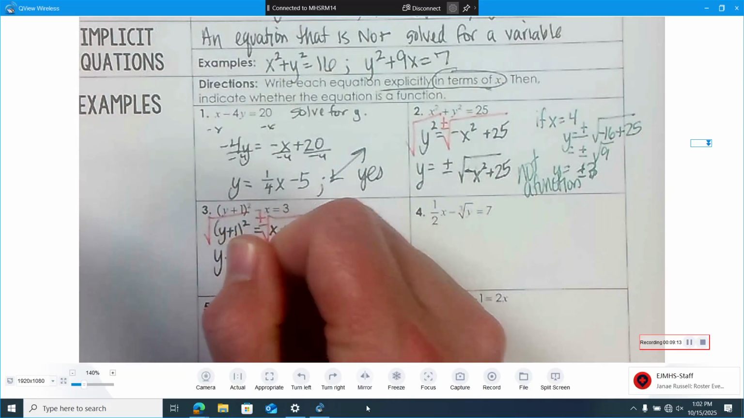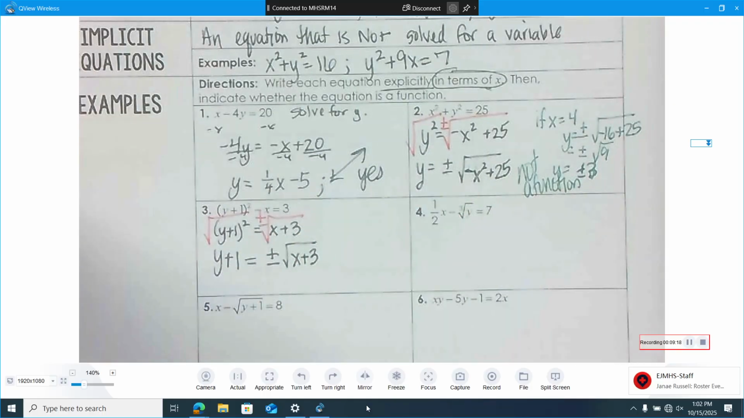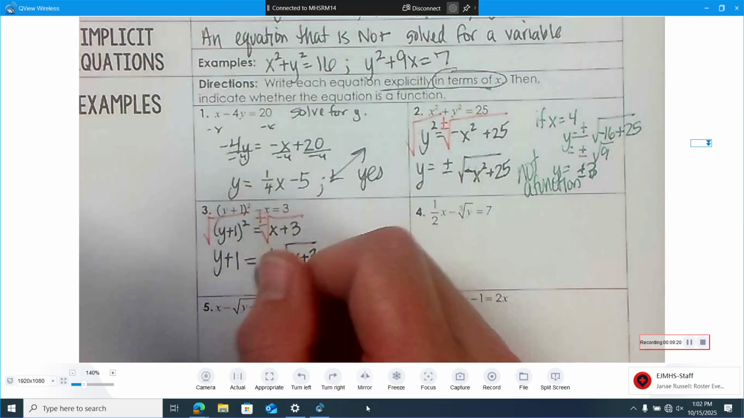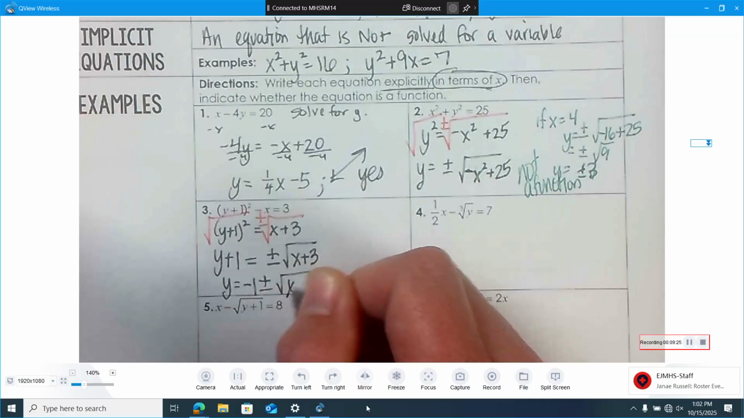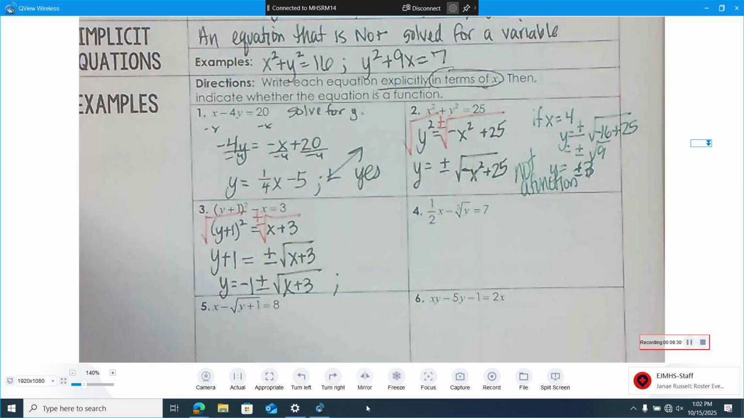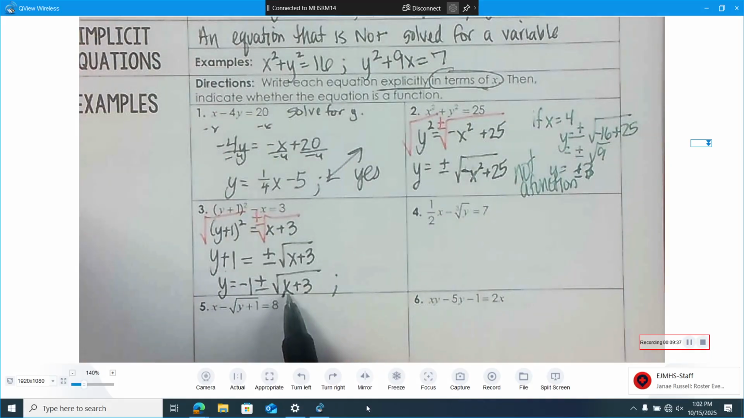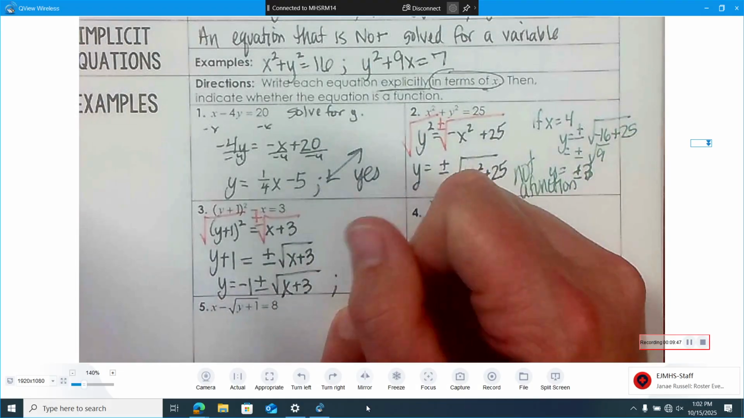So we have y plus 1 is equal to plus or minus the square root of x plus 3. And then we need to subtract the 1 to the other side. So we get y equals negative 1 plus or minus the square root of x plus 3. Again, what is that plus or minus doing? Creating 2 outputs, okay? So if I were to plug in a number for x, we'd have negative 1 plus that thing, and we have negative 1 minus that thing, which would give me 2 different outputs. Is this going to give me a function? No, not a function.